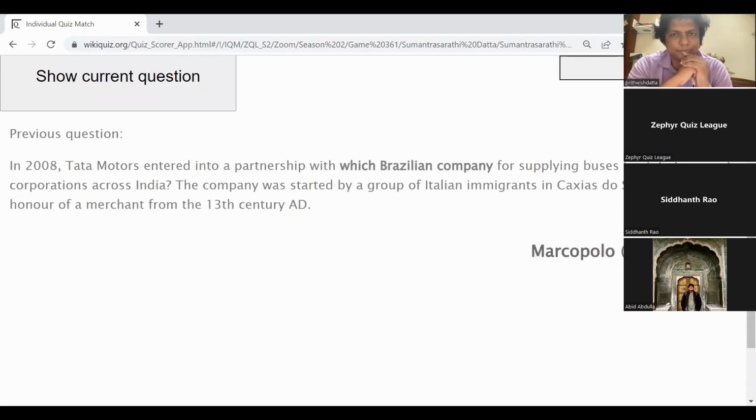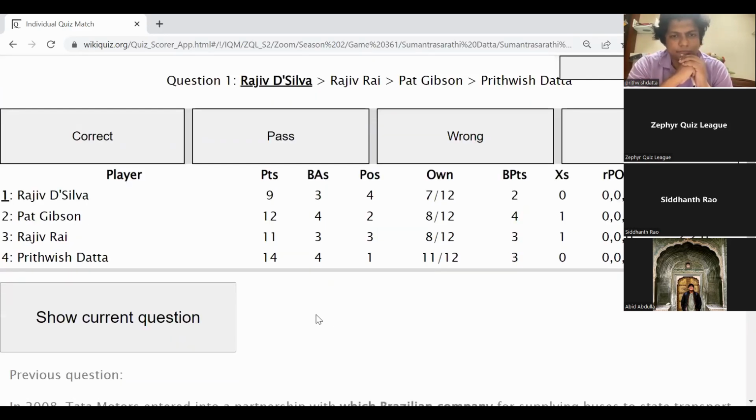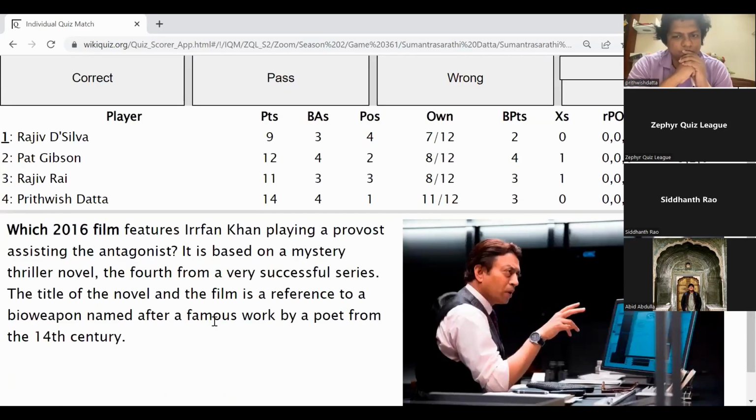This is Marco Polo. And that completes round 6 with scores of 9, 12, 11, and 14. Rajiv Silva, your questions for round 7. Which 2016 film features Irfan Khan playing a provost assisting the antagonist? It is based on a mystery thriller novel, the fourth from a very successful series. The title of the novel and the film is a reference to a bioweapon named after a famous work by a poet from the 14th century.